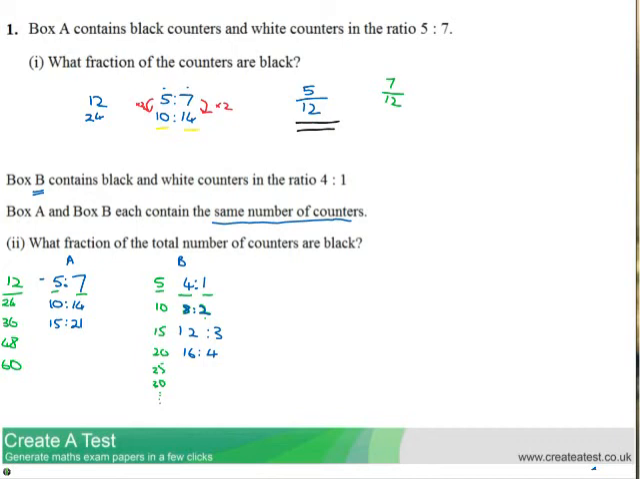Now if we want to have the same number of counters in each box, we're going to actually have to find what we call the lowest common multiple of these two numbers. Now if you haven't realised already, multiples of 5 will lead us eventually to 60. And no number before 60 is a multiple of both 5 and 12. Now if there were 60 counters, let's think how many there'd be in each box.